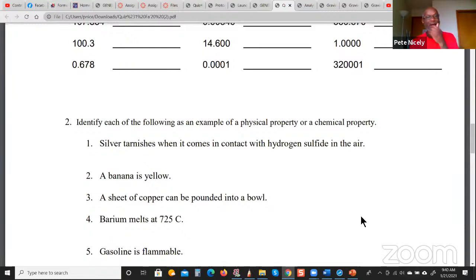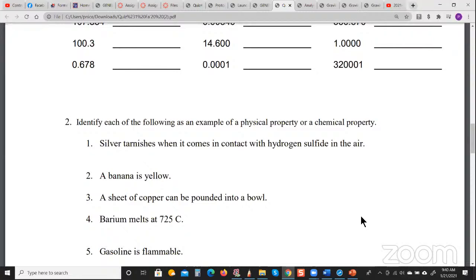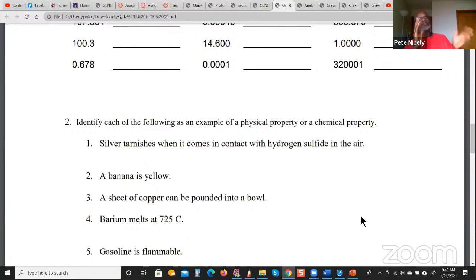All right. Okay. A banana is yellow. That is physical. That is definitely physical. Before I move on, let's remind ourselves of what we mean by physical or chemical properties, right?